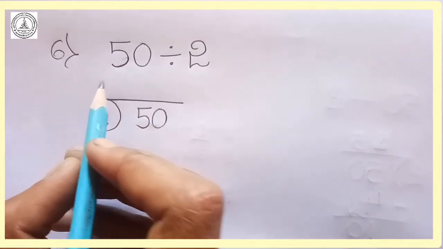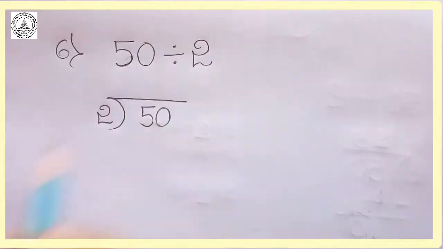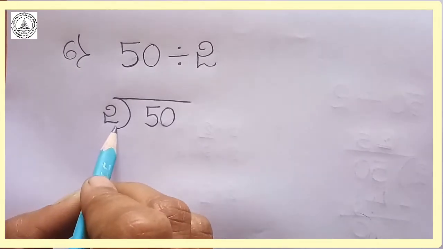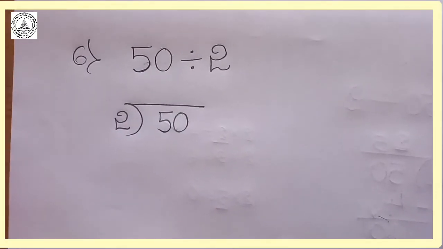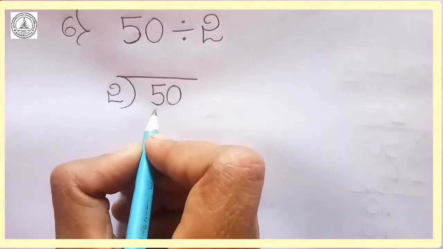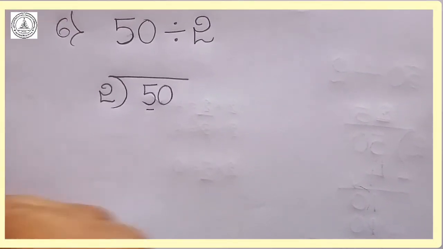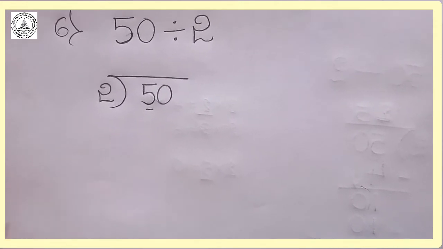The sixth problem is 15 divided by 2. So students, in this problem, this 15 is the dividend and this 2 is the divisor, right? Yes. So first I am taking the number in the tens place, that is 5, right? Yes. In the table of 2, is there 5? Yes, there is no 5, right?